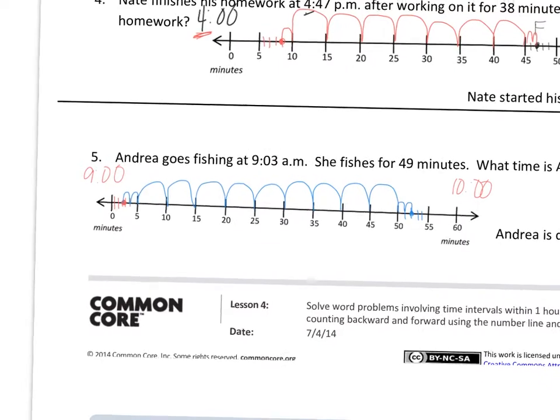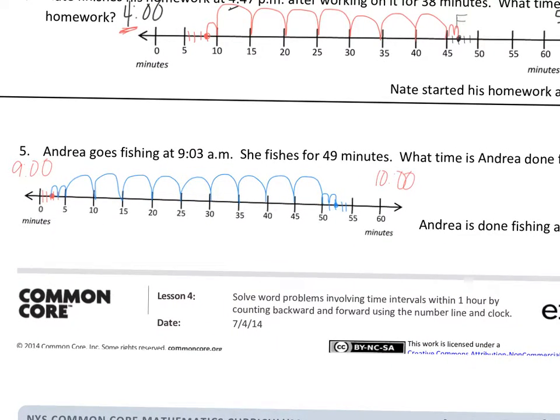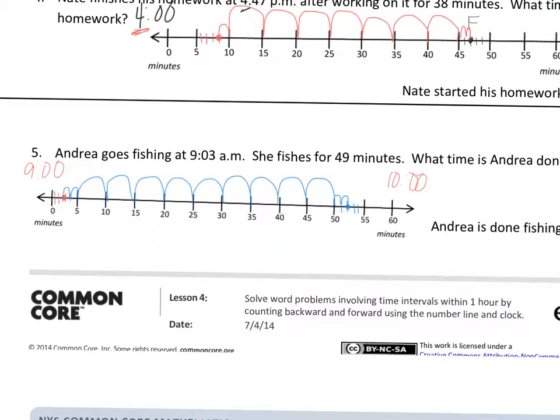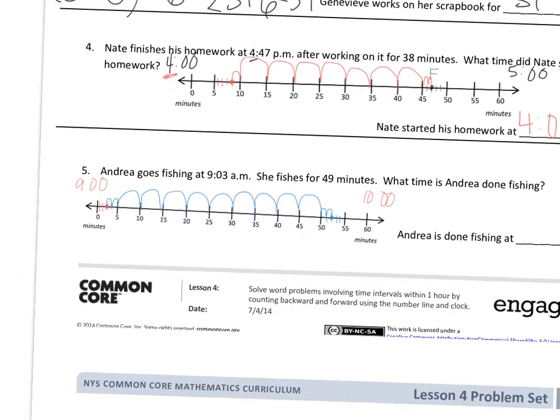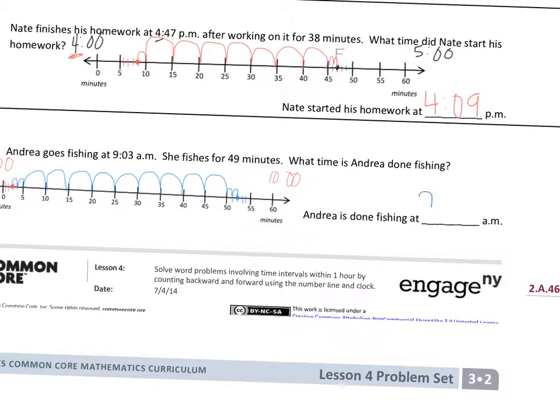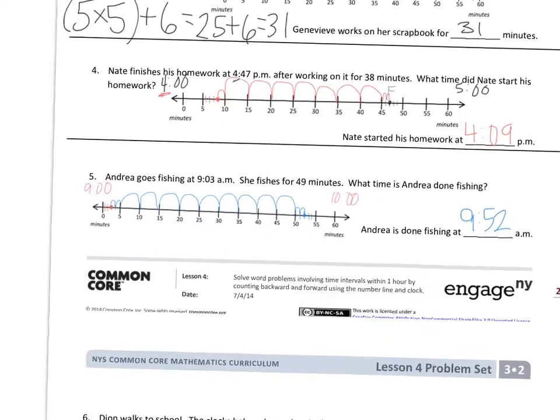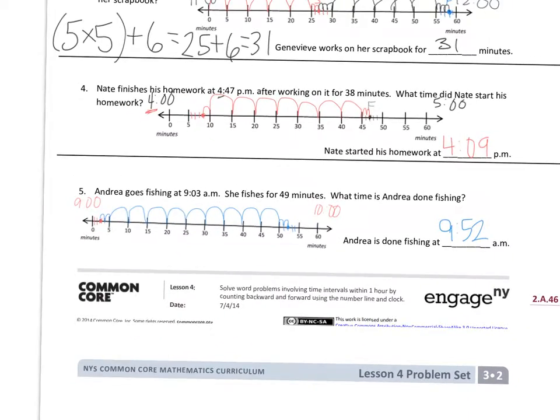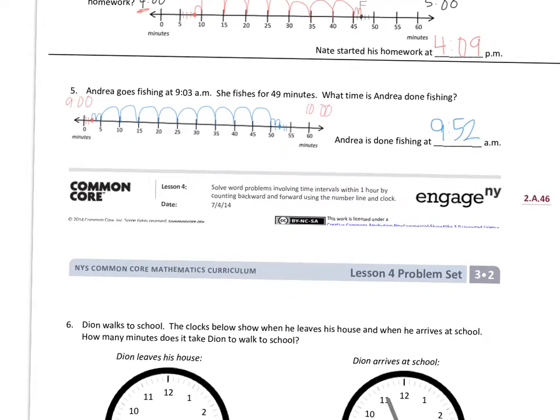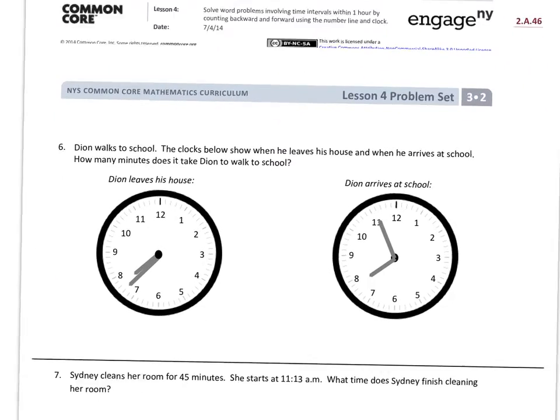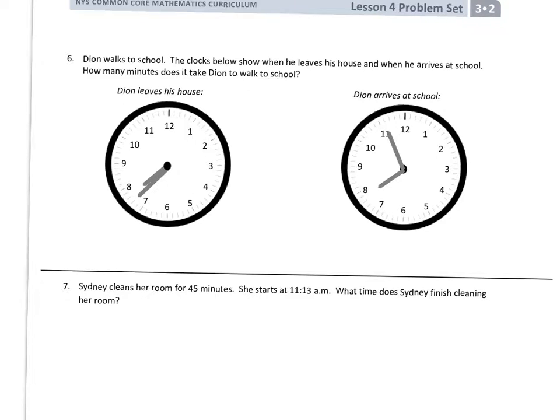What time is Andrea done fishing? Well, I know my hour is 9 because it's a 9 o'clock number line. 50, 51, 52. So Andrea's done fishing at 9:52 a.m. All right. That was a lot for our first page. So don't forget to save your work as you go, so you don't lose everything you just worked on.